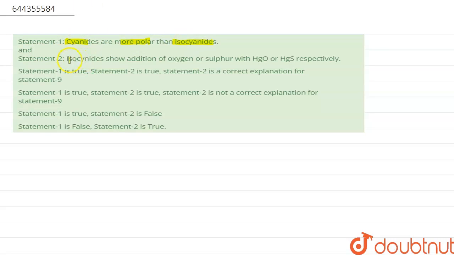Hello everyone, our question is: statement first is cyanides are more polar than the isocyanides, and statement second is isocyanides show addition of oxygen or sulfur with HgO or HgS respectively. So here are the options.